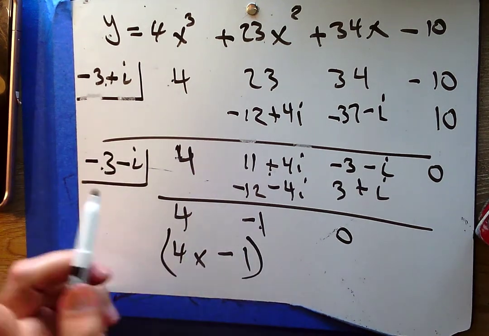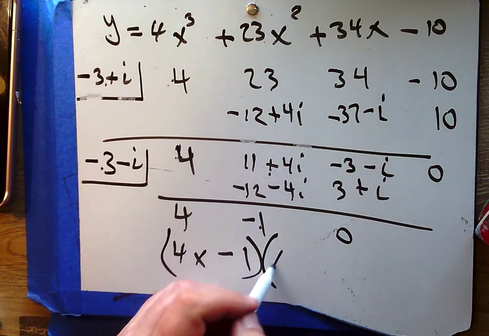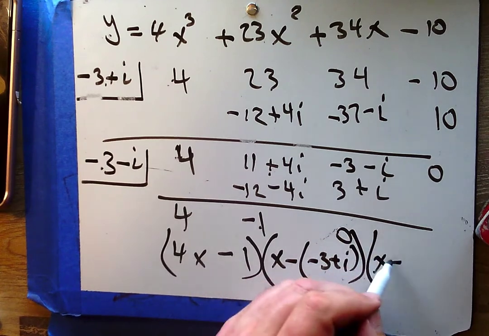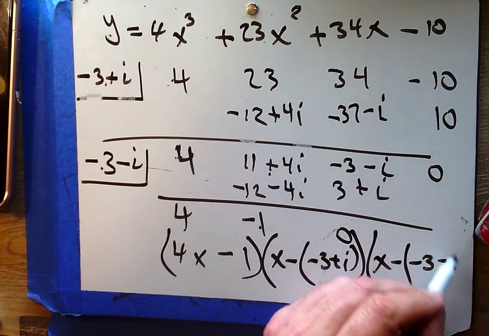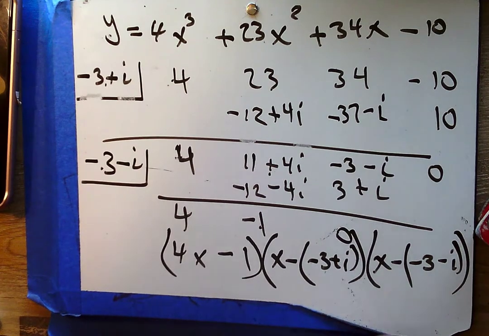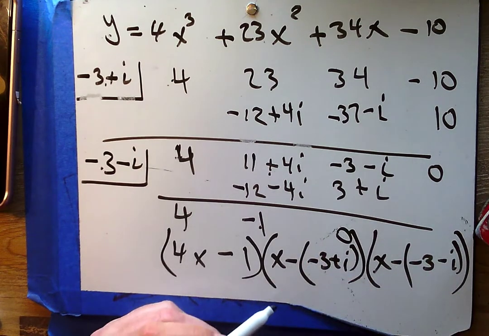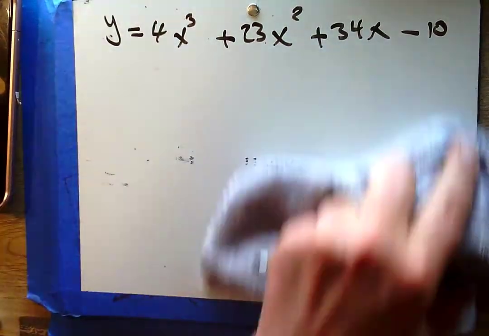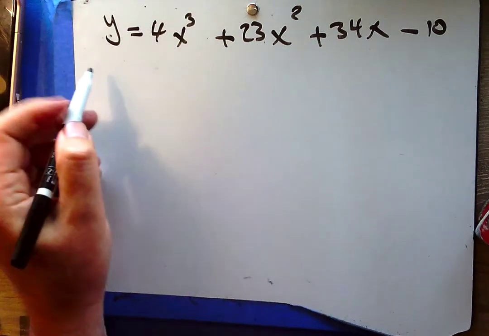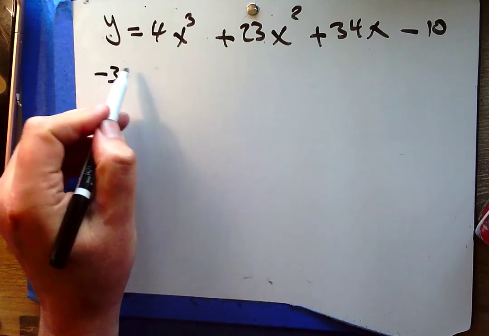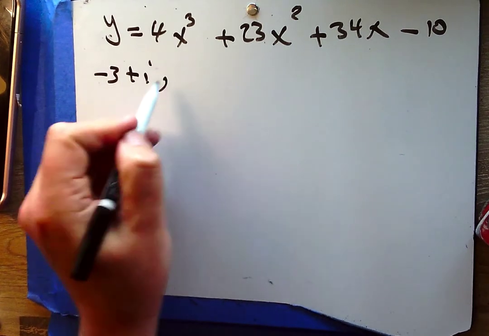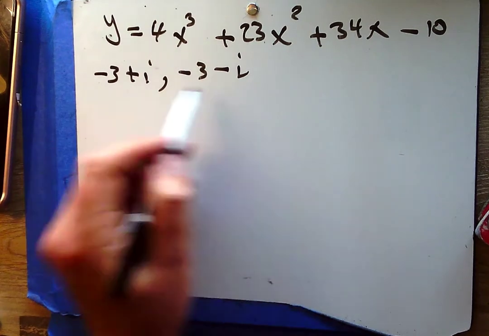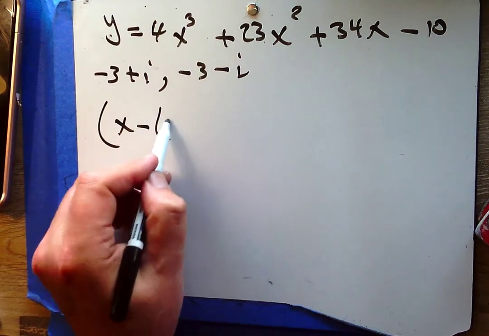Don't forget, though, if you're supposed to write this in completely factored form, I still need x minus negative 3 plus i and x minus negative 3 minus i. Okay? And of course, you could distribute those negatives if you wanted to. So this was one approach to the problem, where I just did that synthetic division. But remember, we have this other way of doing this problem. If negative 3 plus i is one of the roots, then we know negative 3 minus i is another one of the roots. And I can turn these roots into factors.